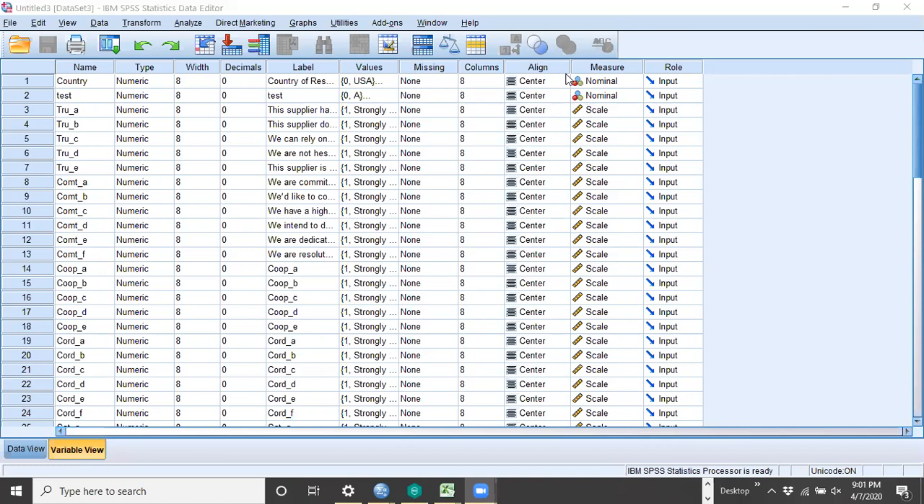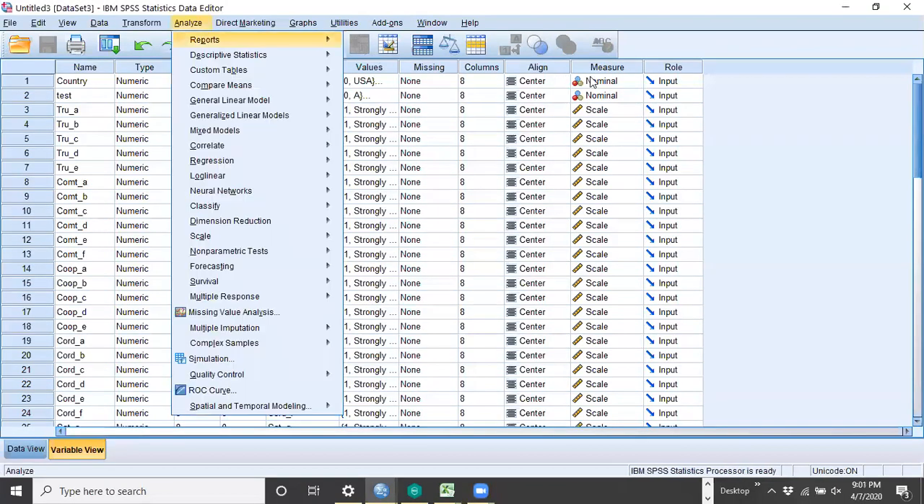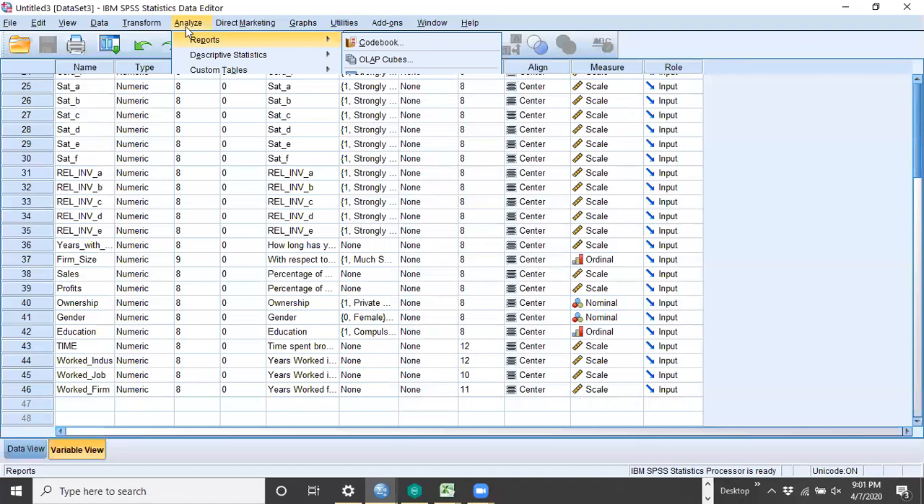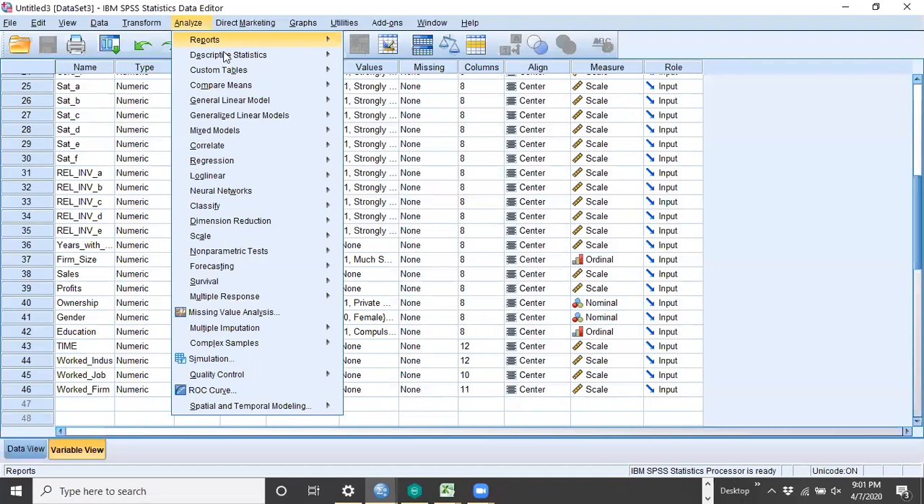So without further ado, let's get going. So first, every time before I actually run any analysis, I like to look at the variables I am dealing with. So let's run basic statistics, basic descriptives.